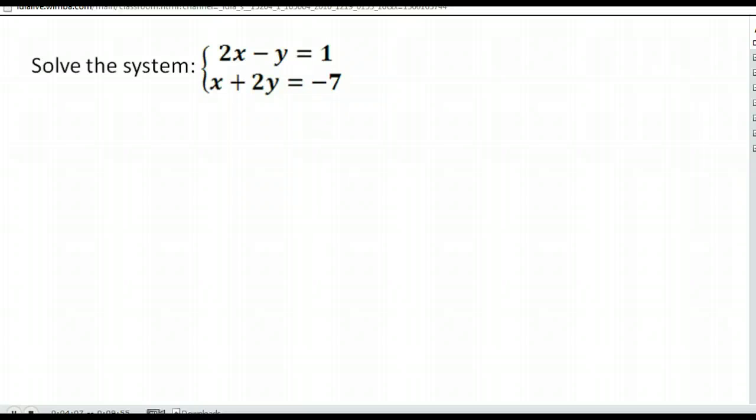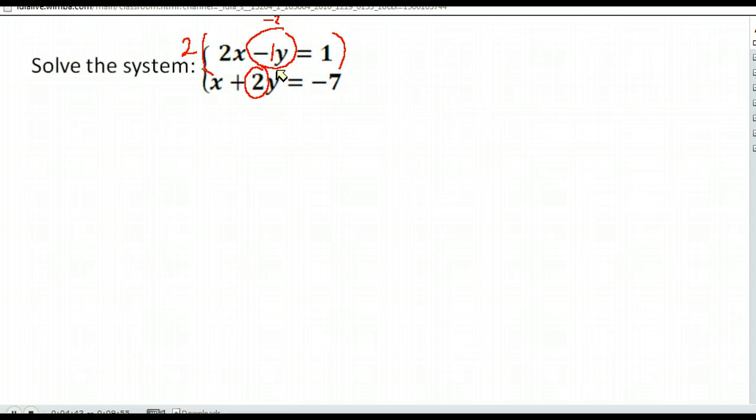Here's another example. I have 2x minus y equals 1 and x plus 2y equals negative 7. So my first job is to select which variable I want to eliminate. Let's say I decide to eliminate the y's this time. Well, notice I have 2y here and just a negative 1 here. So somehow I need to have 2, and I need to make this one be negative 2 instead of negative 1. I can accomplish that by multiplying this equation, this top equation, by positive 2.